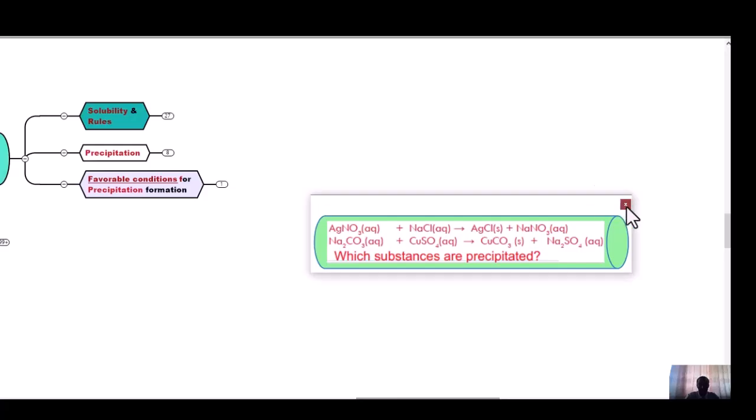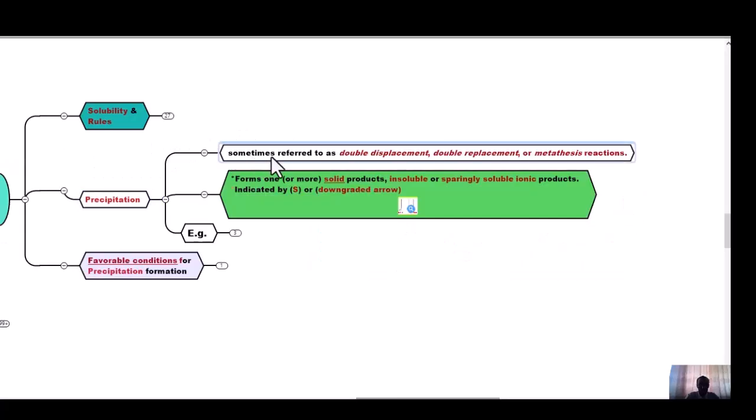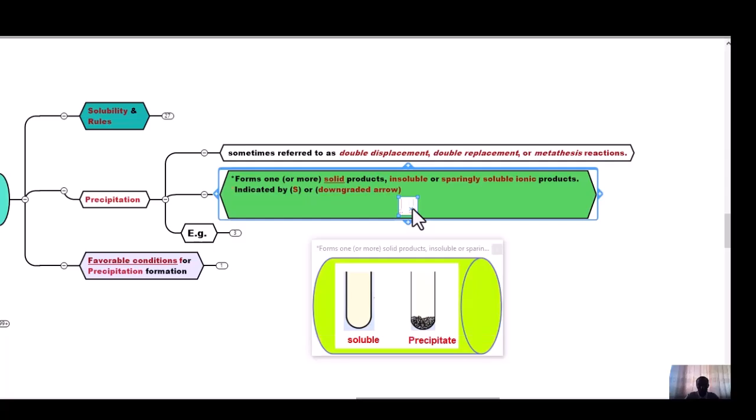What is precipitation? Precipitation is sometimes referred to as double displacement, double replacement or metathesis reaction. And this precipitation forms one or more solid products or insoluble or sparingly soluble ionic products, and it's indicated by the physical state S or solid and a downward arrow. As an example, if this solution is soluble, there is no precipitate formed. But if the precipitation is formed, such type of solid will be observed.